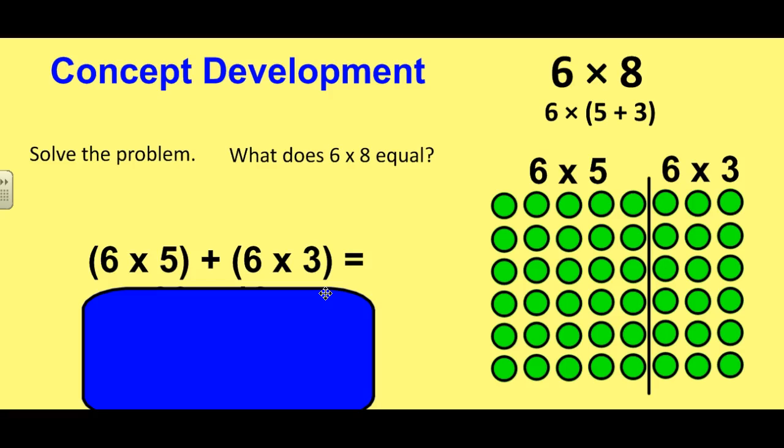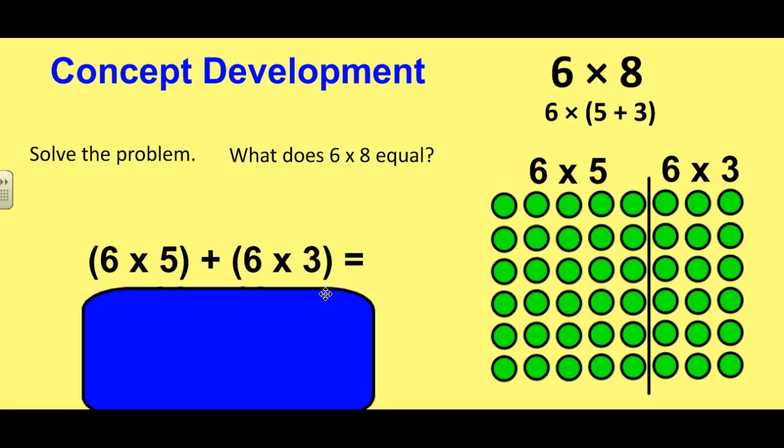After you have it written that way, solve for 6 times 5 and solve for 6 times 3. Add them together to figure out what the answer to 6 times 8 actually is. Push pause to do that.